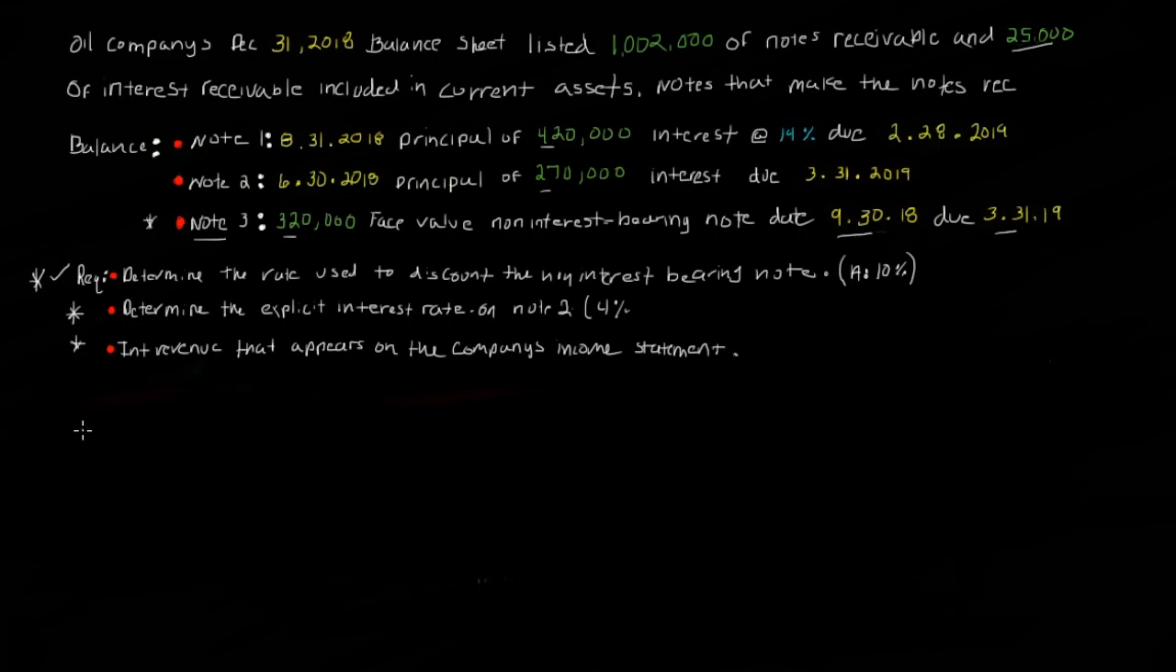So the last values we had, 16,000, sorry, no, we had 19,600. Then we had 5,000. We had 5,400. And then we had on note 3, the non-interest bearing note, $8,000.